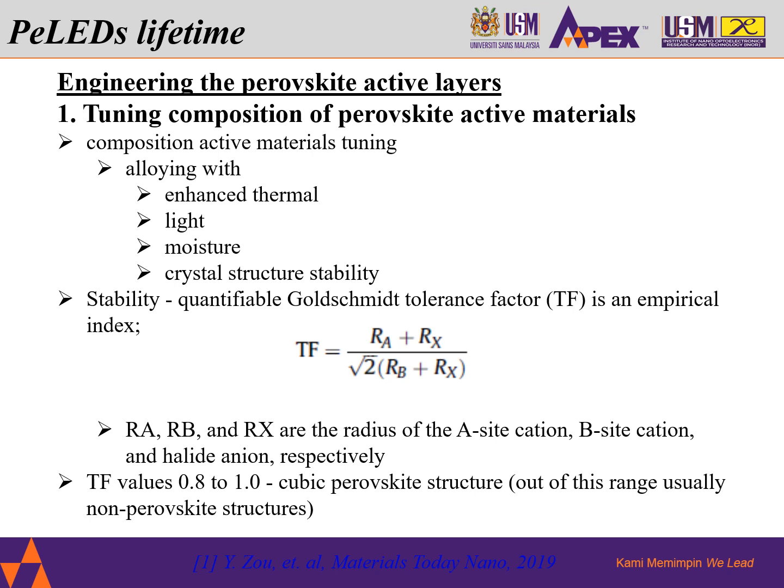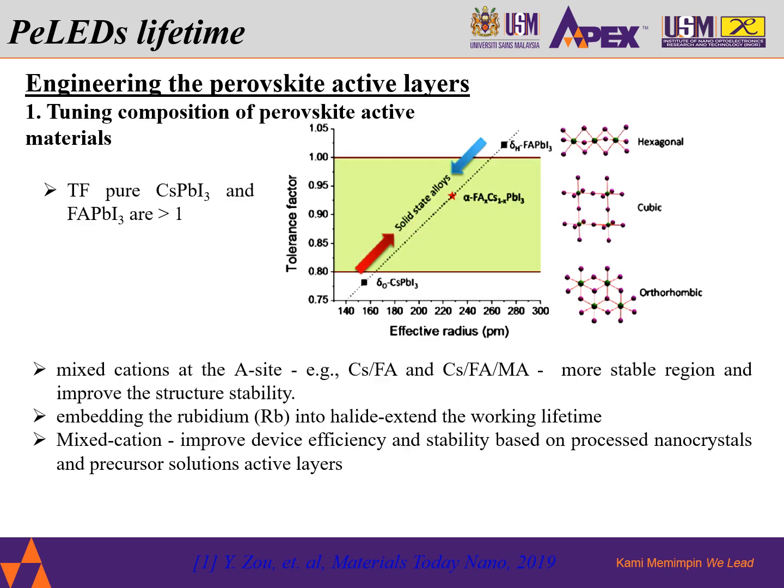The quantifiable Goldschmidt tolerance factor, which is called TF, is an empirical index to evaluate the structure stability of the perovskite crystal, whereas Ra, Rb, and Rx are the radius of the A side cation, B side cation, and halide anion respectively. A TF value ranging from 0.8 to 1.0 is favorable to form a cubic perovskite structure. Out of this range are actually the non-perovskite structures.